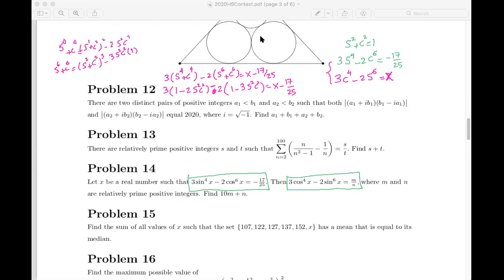So here we have 3 minus 6 S squared C squared minus 2 plus 6 S squared C squared. So the S squared C squared terms cancel out. I just get 1 on this side. So X is 1 plus 17 over 25, which equals 42 over 25. Okay, so 10m plus n then is 420 plus 25, which equals 445.